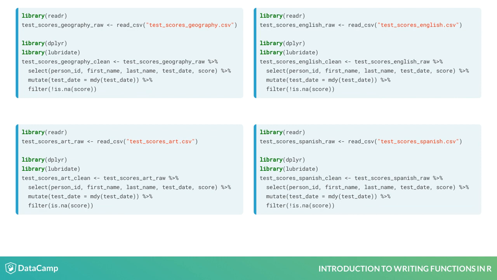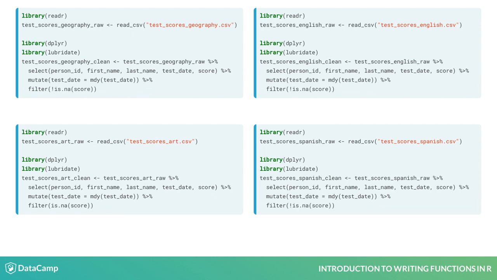Next, you notice that some of the scores are missing, so you need to filter out those observations from each dataset. Again, you write the same line of code 4 times. If doing the same work 4 times wasn't bad enough, there's an even bigger problem. One of these code chunks is wrong. Can you spot the error?